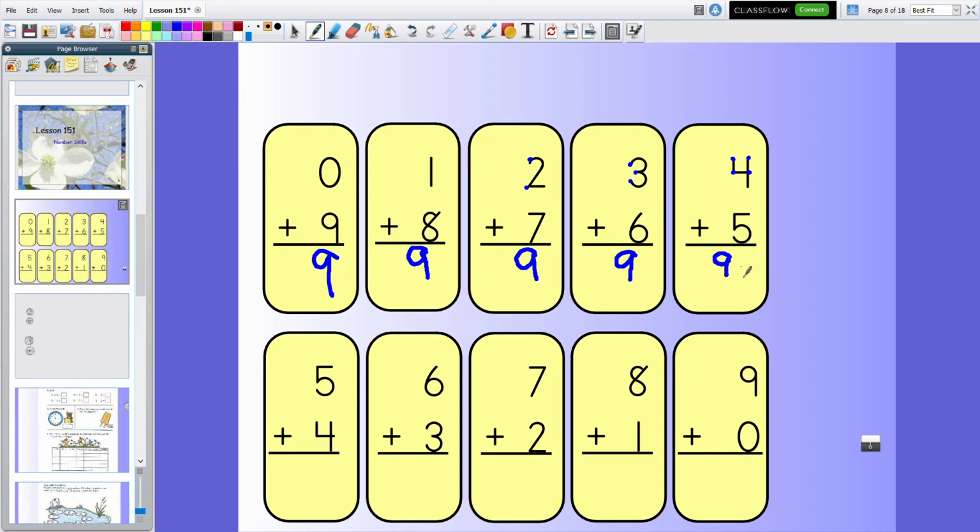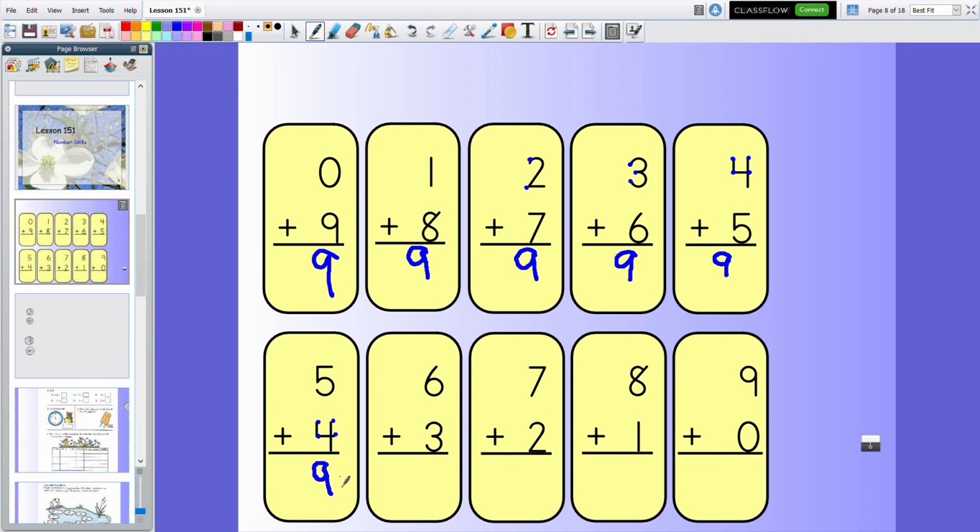I'll bet the bottom ones aren't going to be the same. Let's see. Which one's bigger, the 5 or the 4? 5 is bigger, so we're going to count from 5, and we're going to count 4 more. Are you ready? 5, 6, 7, 8, 9. We have another 9, don't we? Okay, here we go with a 9.